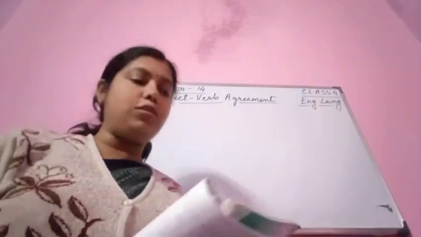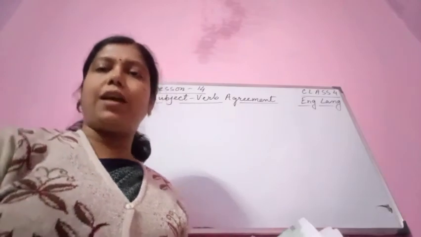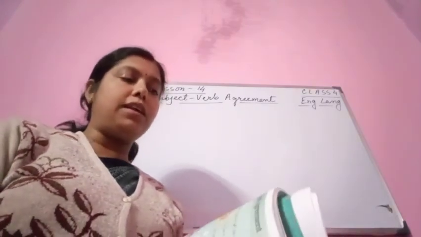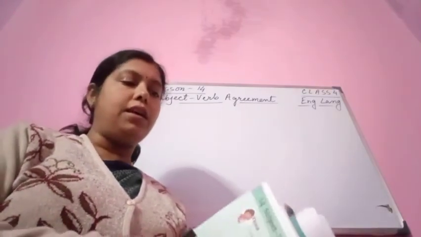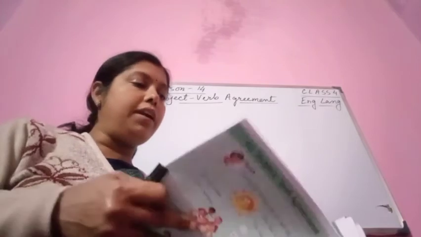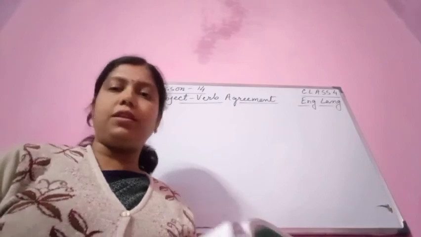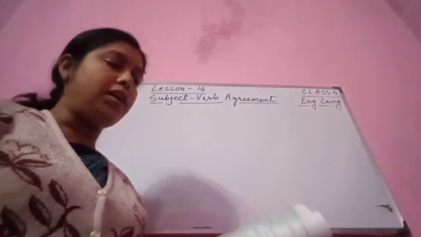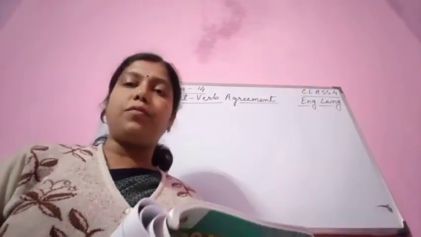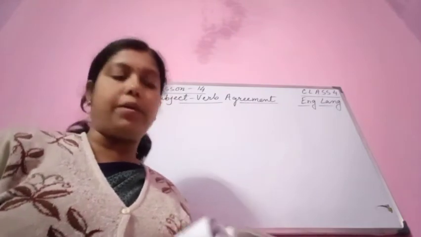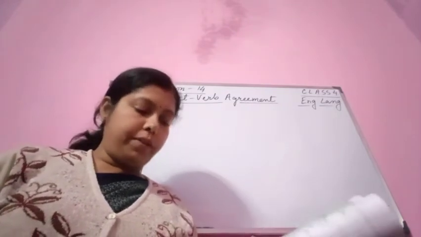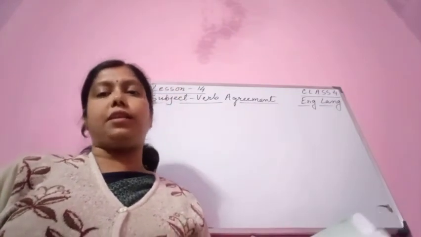So today we are going to start a new lesson in class 4 English language. We have already done the previous lesson, lesson 13, on interrogative sentences. We have completed that lesson. So today we are going to do lesson 14. This is subject verb agreement. Now please refer to page 106.